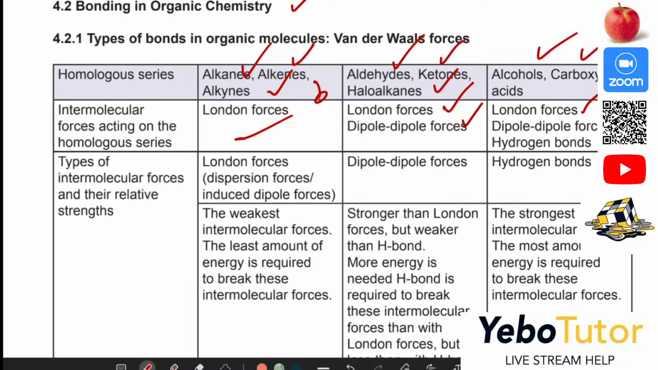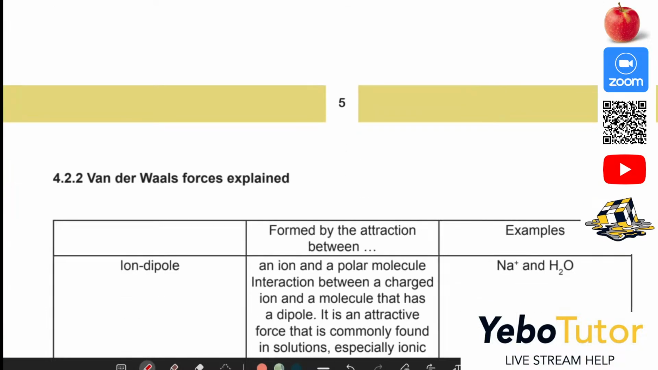and then they'll also have hydrogen bonds, which means they'll need more energy to break in these alcohols and carboxylic acids, because they have London forces, dipole forces, and also hydrogen bonds. So when we are looking at these van der Waals forces, we can explain properly and in depth, in order for us to understand them as well.